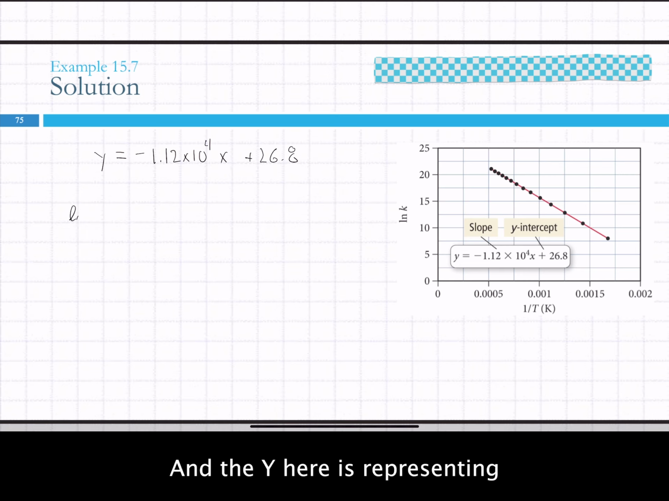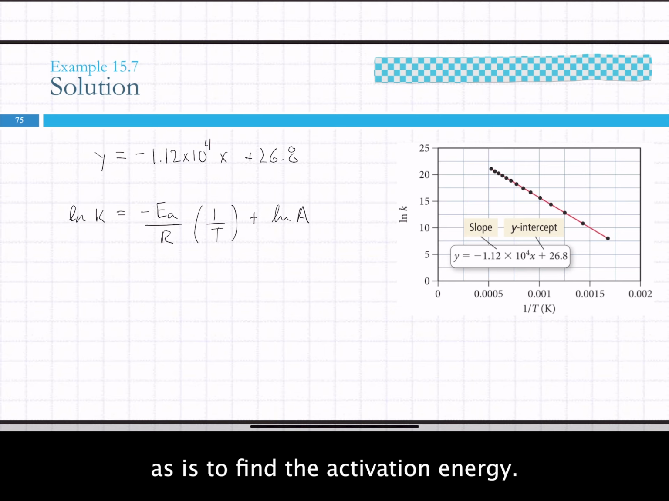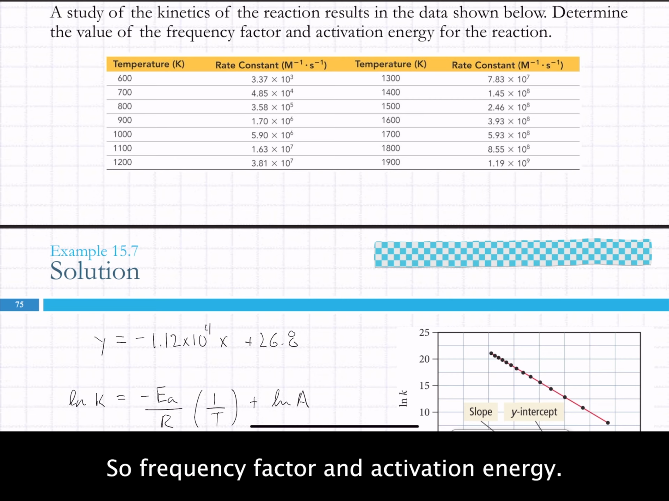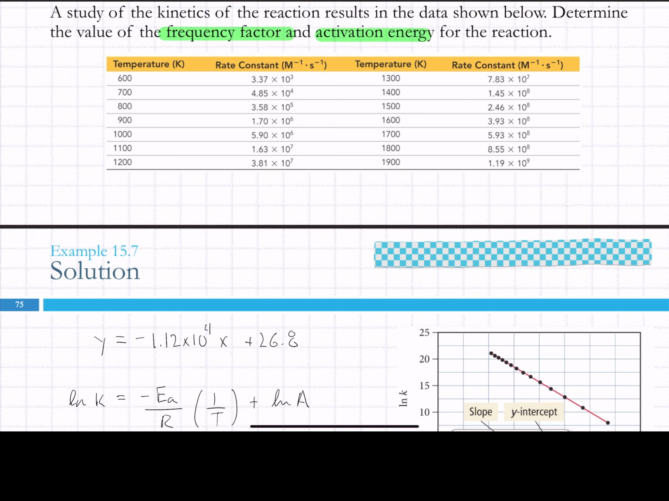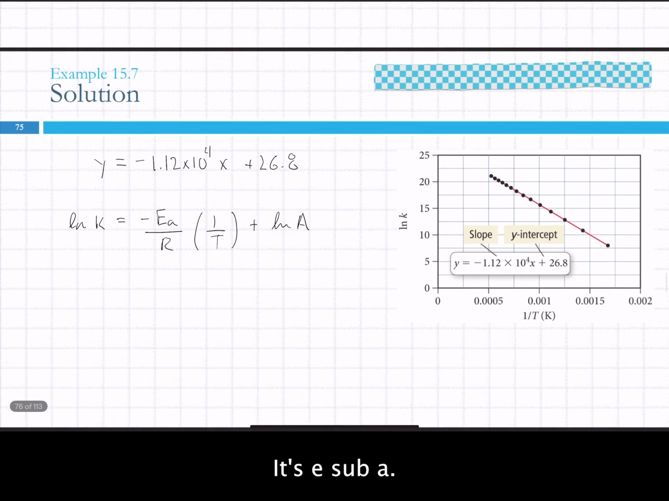And the y here is representing the natural log of k. The negative 1.12 times 10 to the 4 is the activation energy over R. X is 1 over T plus the natural log of A. And I think it asks us to find the frequency factor and activation energy. So frequency factor is A, activation energy is E sub A.